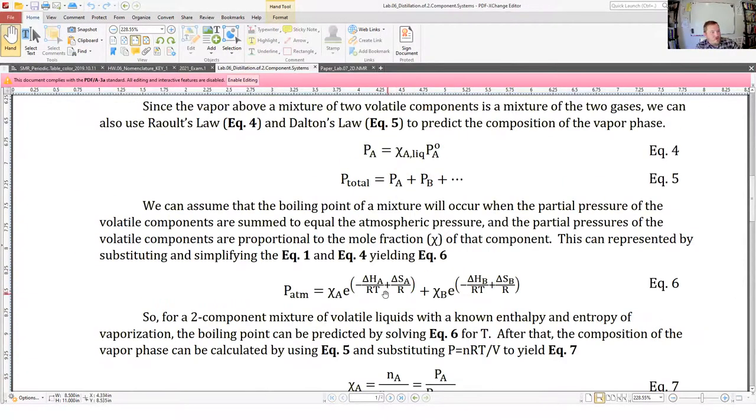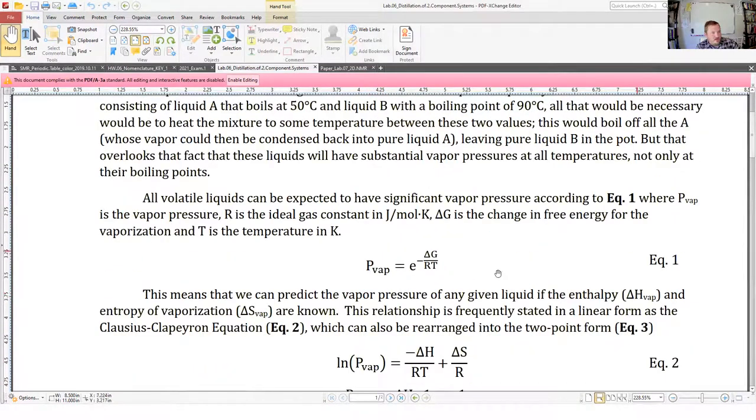but we did have an equation that we called the Clausius-Clapeyron equation that related vapor pressure to delta G for a specific liquid. And this is actually tied to just our K equation, where we could say for any reaction, the equilibrium constant was equal to e to the minus delta G over RT. So it's the exact same expression.